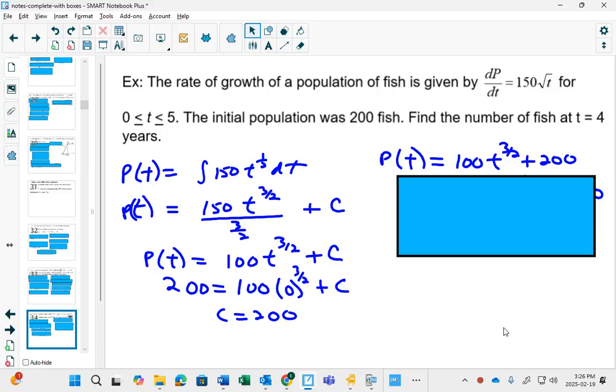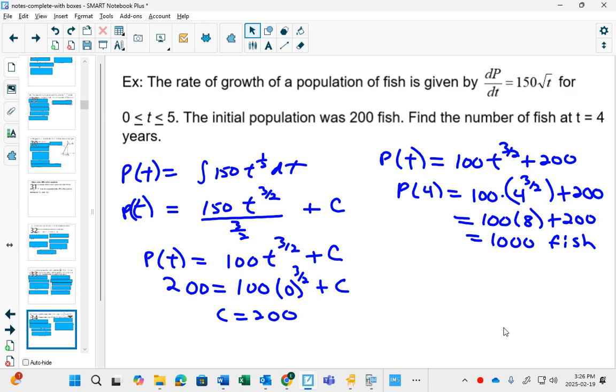This is the actual model for how many fish there are at any given time. So we can plug in 4 and say there would be 1,000 fish.